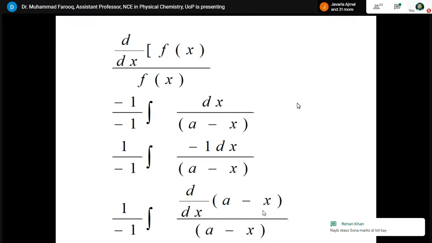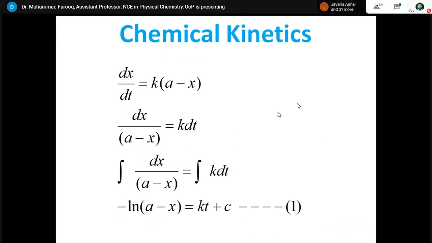Sir, revise from the start once more. This is dx divided by a minus x integration is equal to k dt integration. This clear or not? This is clear? Yes, sir, it's clear.